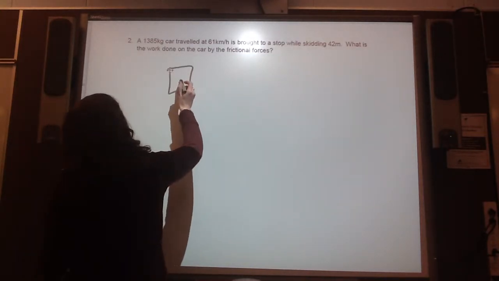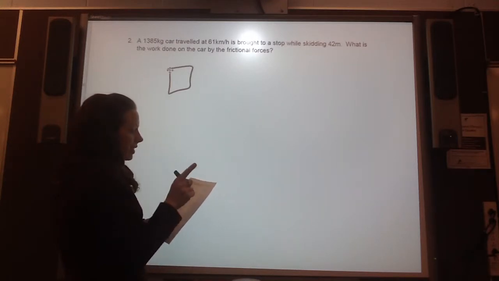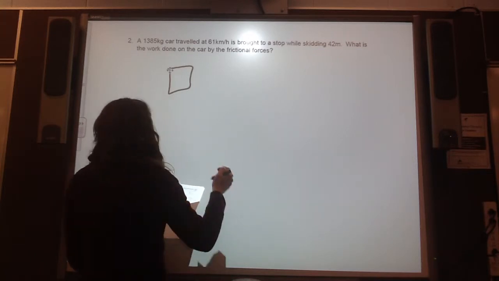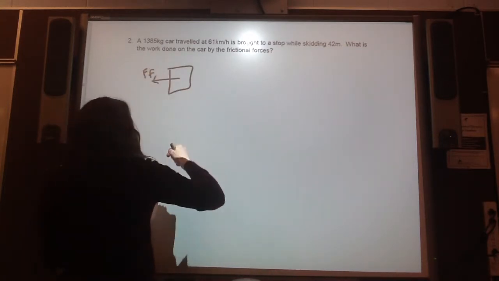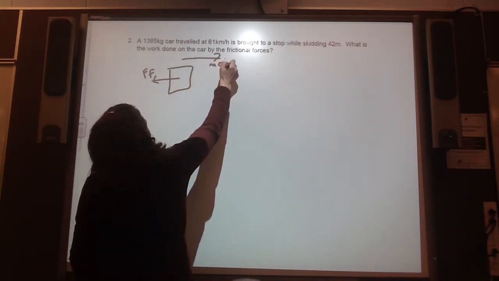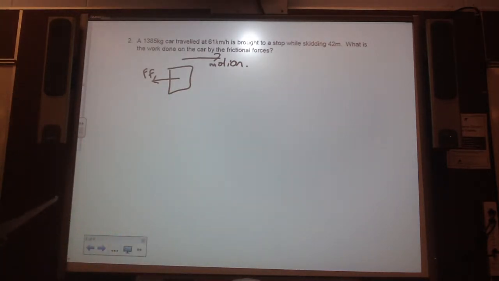Let's draw a free body diagram. There is no F-app because the car is skidding. So it's not turning, the motor is not going to push the car any further. But it's still in motion, and the force of friction is pulling back. Of course, we have our Fn and our Fg, but they're equal to one another, so I'm not going to put them in.